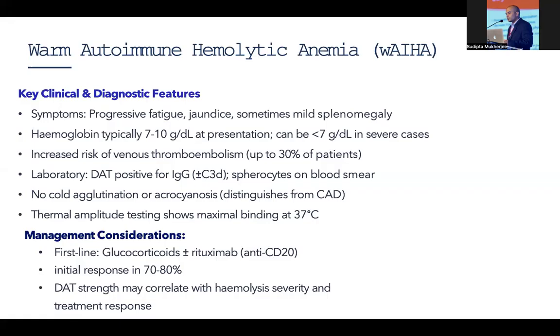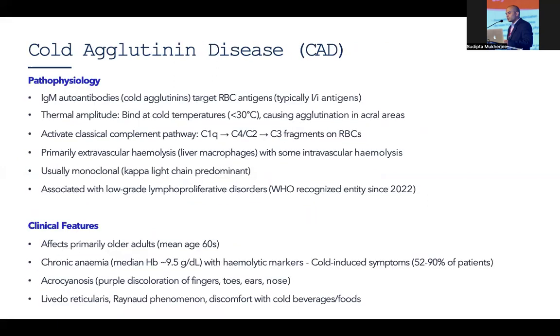Initial response occurs in 70 to 80% of cases, and it has been shown that DAT strength may correlate with the hemolysis severity and the treatment response. Next is cold agglutinin disease.